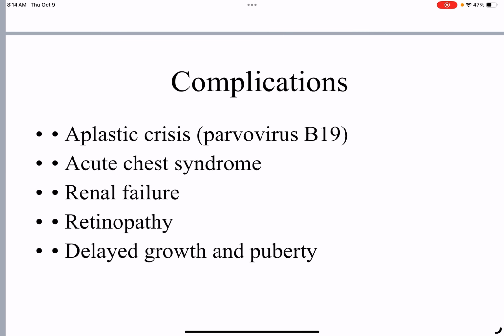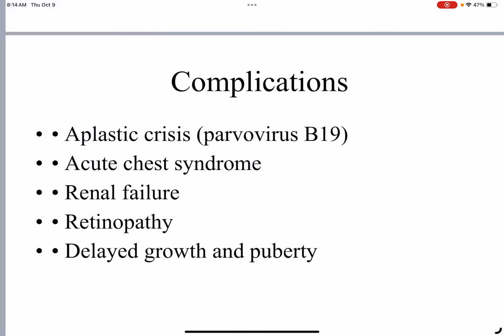You can have aplastic crisis, in which there's a depletion in the production of red blood cells, white blood cells, as well as your platelets. And this could be because of parvovirus B19. They can even have acute chest syndrome.